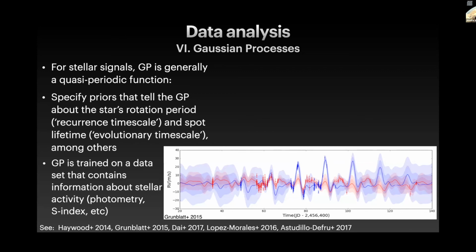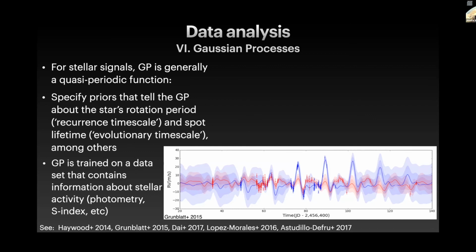Users specify priors for the hyperparameters that are generally gleaned from other data sources like light curves or spectroscopic indices, and the GP then attempts to model what the star is doing alongside what the planet is doing, which can allow for reasonable RV fits to come out of data that is very impacted by stellar variability. Such as the example seen here.